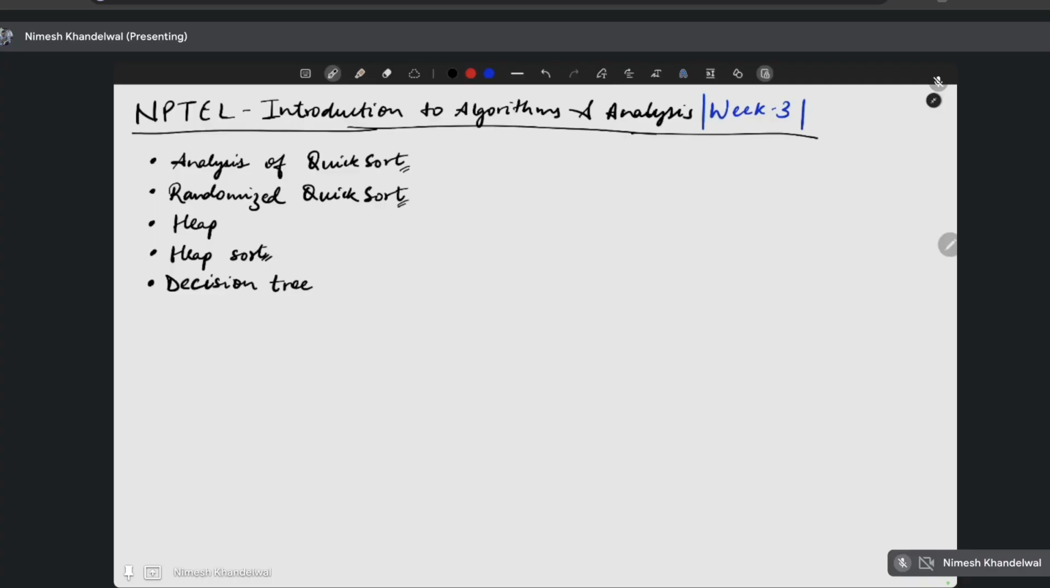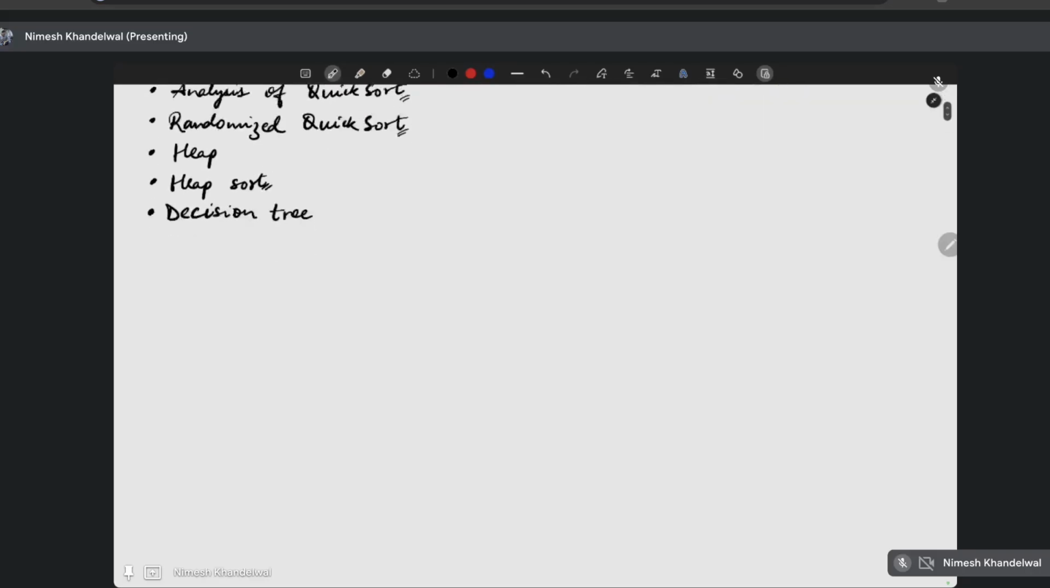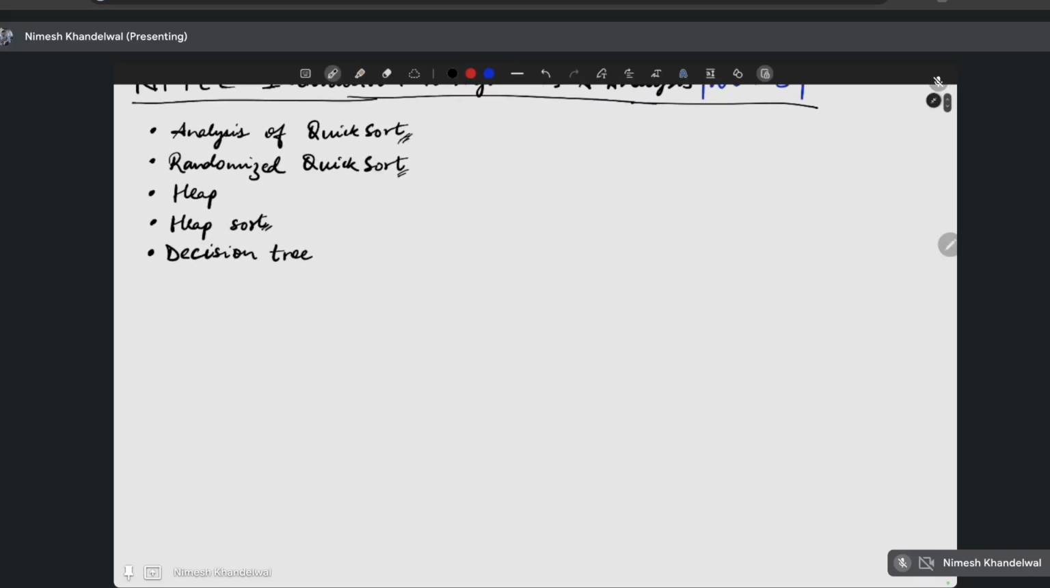So what I'll do right now is give a quick overview of quicksort and heap sort, and then we can take some problems on both of these, right? So let us start with quicksort.